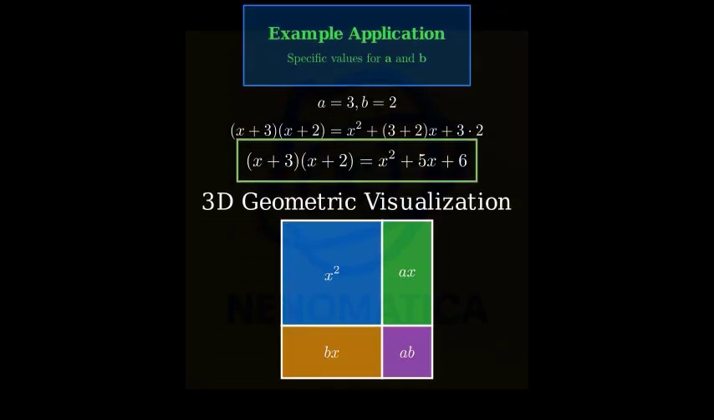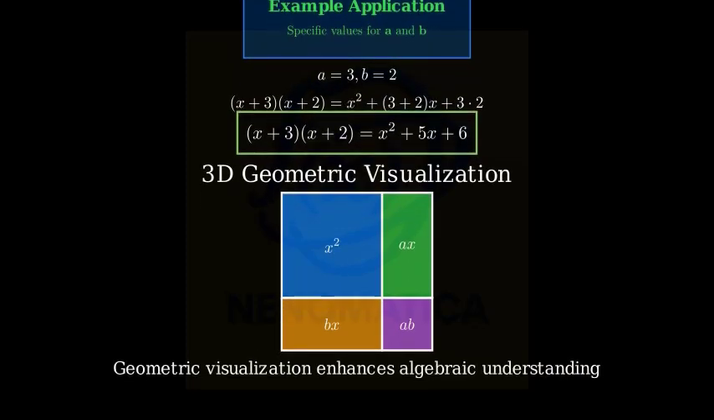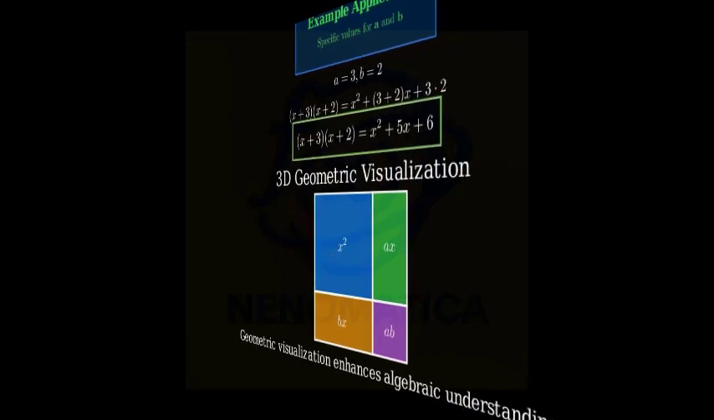If we think of x squared as a square with side length x, ax is a rectangular prism with dimensions a, 1, and x, bx is another rectangular prism with dimensions b, 1, and x, and ab is a rectangular prism with dimensions a, b, and 1. We can see how these pieces fit together to form the product (x + a)(x + b). This 3D geometric approach further enhances our understanding of algebraic factoring and expansion.